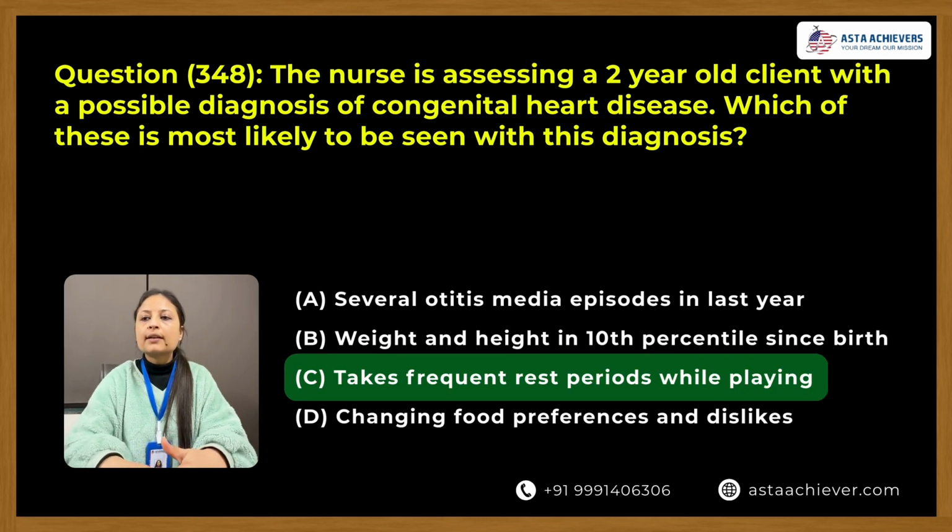Question number 348. The nurse is assessing a 2-year-old client with the possible diagnosis of congenital heart disease. So which of these is the most likely to be seen with this diagnosis? Option A, several otitis media episodes in the last year. Option B, weight and height in the 10th percentile since birth. Option C, takes frequent rest periods while playing. And option D, changing food preferences and dislikes. So option C, takes frequent rest periods while playing is the correct answer, because children with heart disease tend to have exercise intolerance. So the child self-limits activity, which is consistent with the manifestation of congestive heart disease in children.